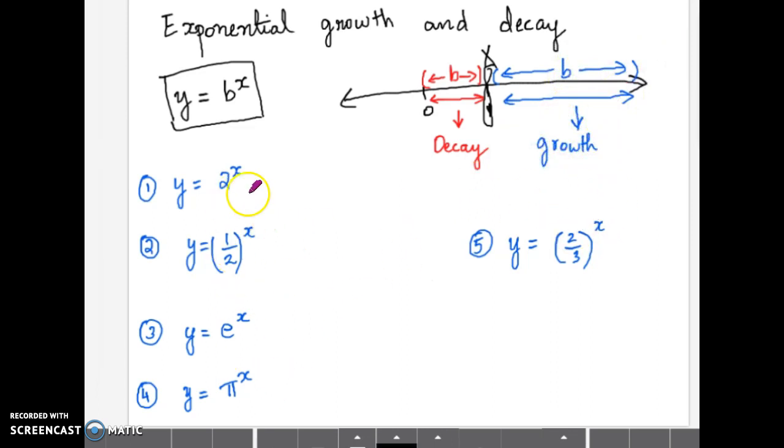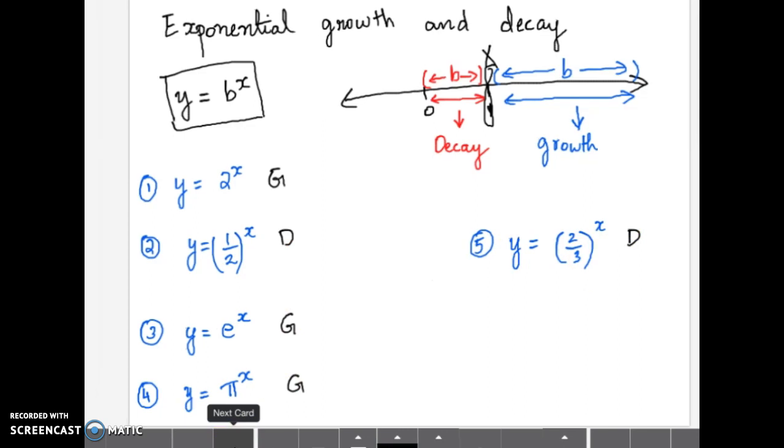So here are some examples. Let's just quickly see what this is. Here b is 2, which is greater than 1. So this is the exponential growth. This is b is less than 1. So this is decay. This is e. Euler number is 2.71, which is greater than 1. So that's also growth. Here pi is 3.14, which is a number greater than 1. So it's also growth. 2/3 is a decimal. It's a number less than 1, positive number less than 1, so this is decay. So some examples for growth and decay.